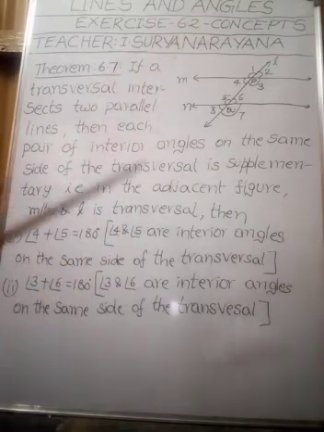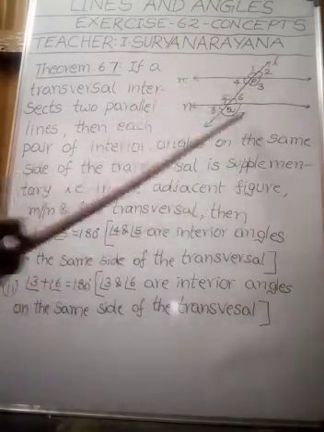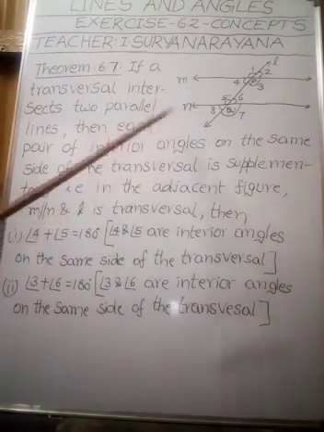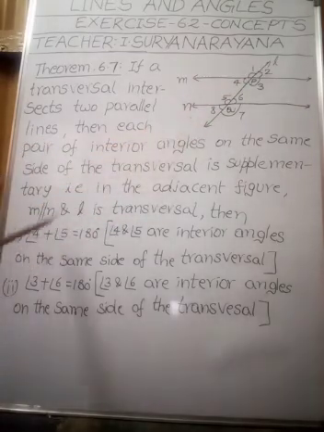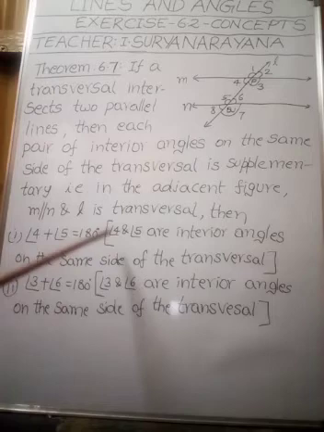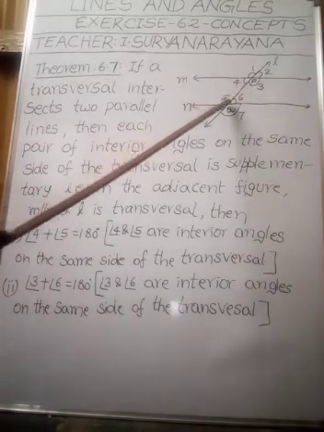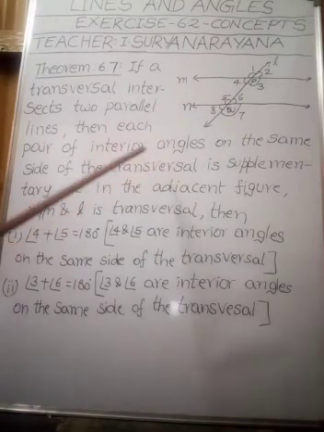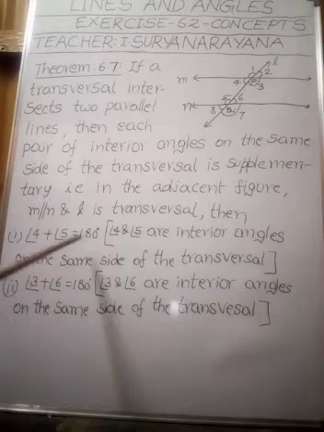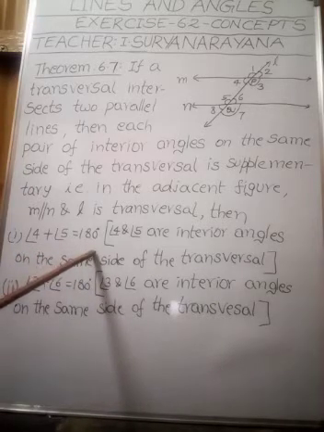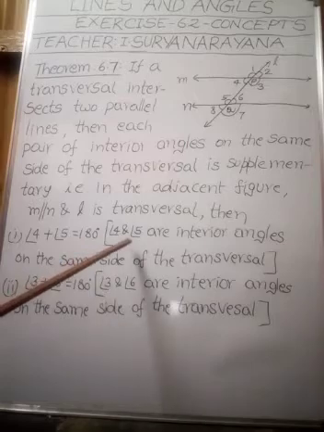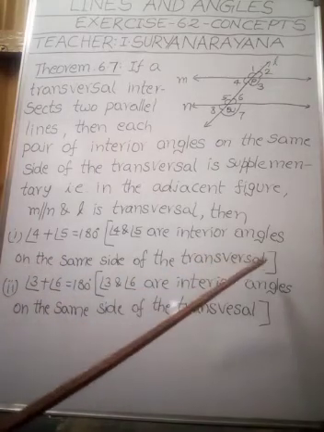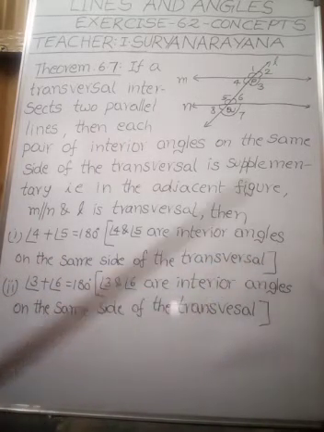Okay, my children, that is in the adjacent figure. If you observe this figure, M is parallel to N. These two lines are parallel lines and L is a transversal. Then angle 4 plus angle 5 is equal to 180 degrees. Observe these two angles, my dear children. These two angles are interior angles on the same side of the transversal. So they are supplementary. Means the sum of these two angles equals 180 degrees. Is it clear, my dear children? Because angle 4 and angle 5 are interior angles on the same side of the transversal. Understood, my dear children? Right.